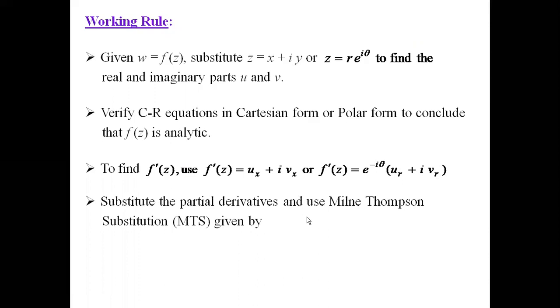We substitute the partial derivatives and use the Milne-Thomson substitution, which is given by x is equal to z, y is equal to 0 in the Cartesian form, or r is equal to z and theta is equal to 0 in the polar form. So once we have obtained the expression for f dash of z in the Cartesian form, we substitute the Milne-Thomson substitution x is equal to z, y is equal to 0. Otherwise, if we have applied the polar representation, we take MTS, Milne-Thomson substitution, as r is equal to z and theta is equal to 0. So the working procedure will help us to see the problems.